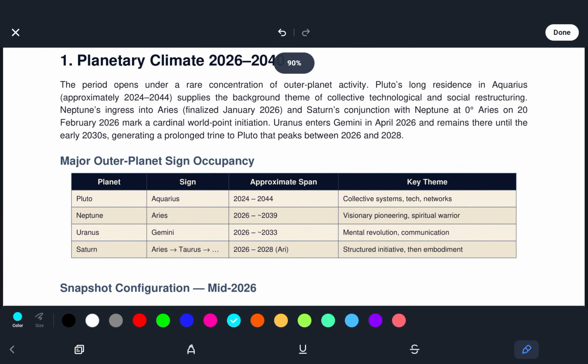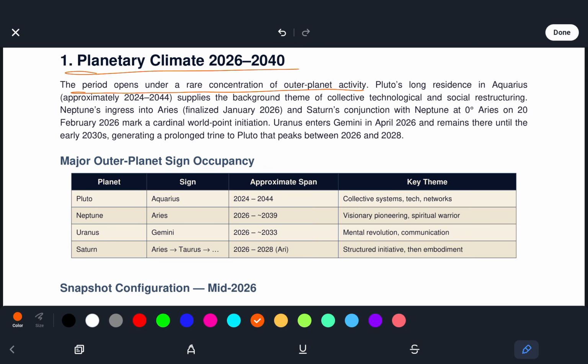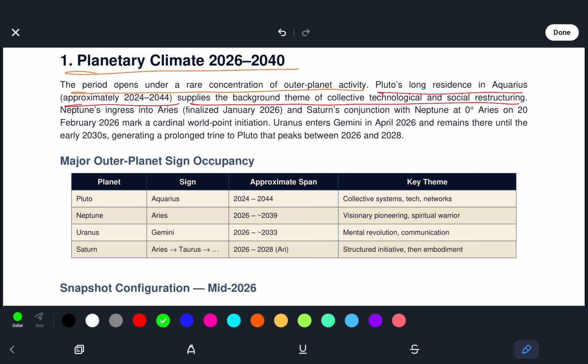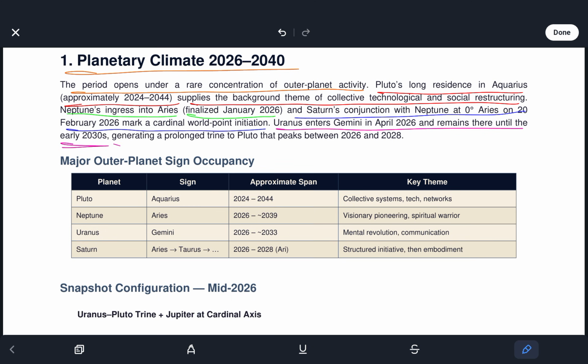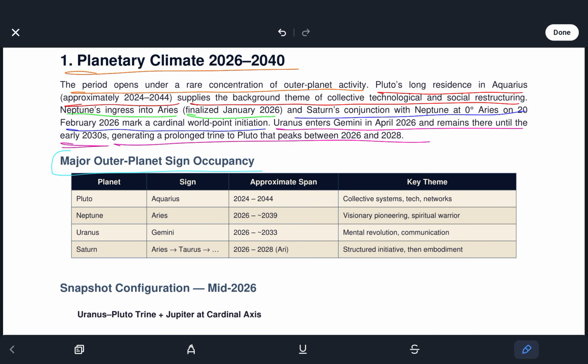Okay. So beginning with the planetary climate, the period opens under a rare concentration of outer planet activity. We see Pluto's long residence in Aquarius supplies a background theme of collective tech and social restructuring. Neptune's ingress into Aries, and Saturn's conjunction with Neptune at 0 degrees Aries mark a cardinal 1-point initiation. Uranus enters Gemini, remains there until the early 2030s, generating a prolonged trine to Pluto that peaks between 2026 and 2028.